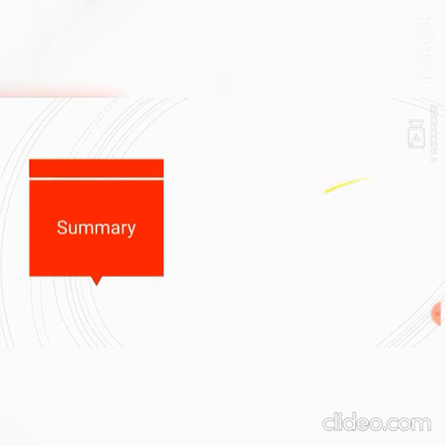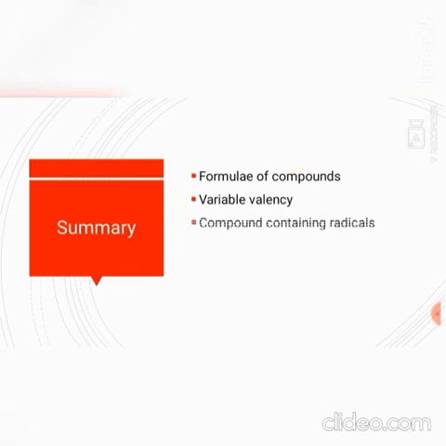Children, in today's class we have learnt about formulae of compounds. Under that we have learnt binary compounds. Binary compound means 2 elements are present in the compound. Then we have seen variable valency, which means the same element will have different valencies. Then we have seen compounds containing radicals, positive radicals and negative radicals.